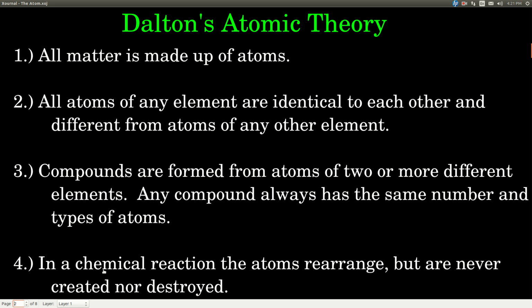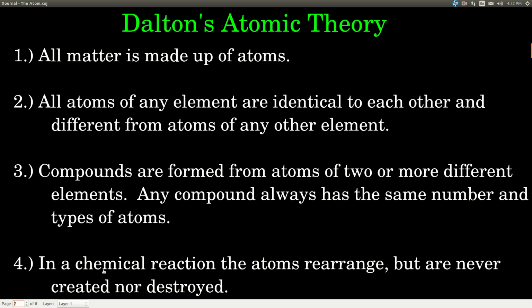First part says that everything, all matter, is made up of these really small particles called atoms. Next is that all the atoms of any element are identical to each other and different from atoms of any other element. Now today we know that there can be some small or slight differences between atoms of the same element in terms of their mass, but we'll get into that in another chapter.